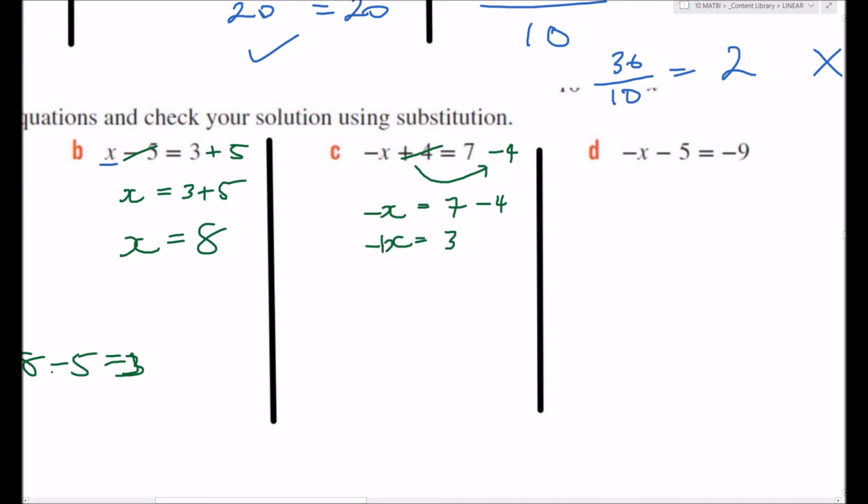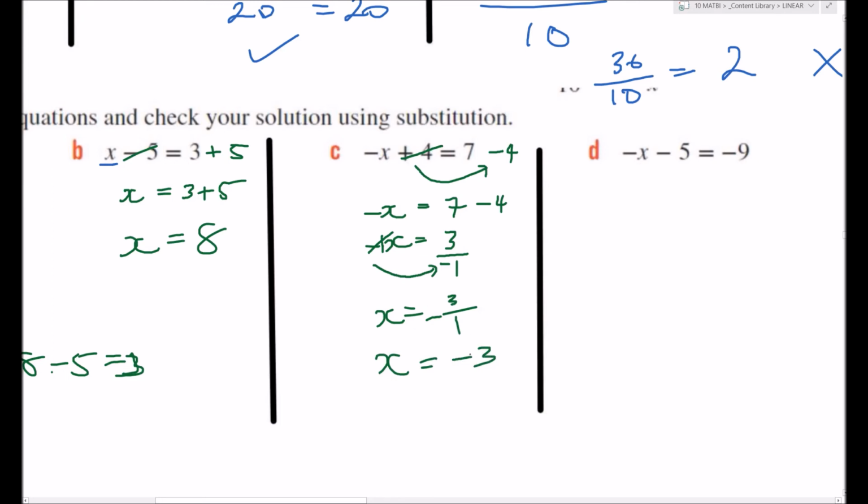That means if that negative 1 gets moved to the other side, don't think of it as a minus 1. It's a multiply by minus 1. So the opposite of multiply, when I move it to the other side, is divided by negative 1. So you're left with x equals 3 over negative 1. Then if you simplify that, you're left with x equals negative 3.